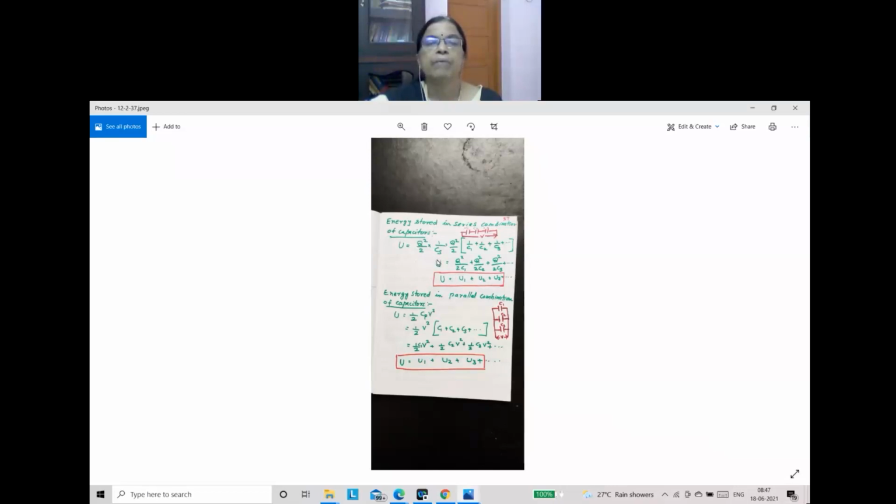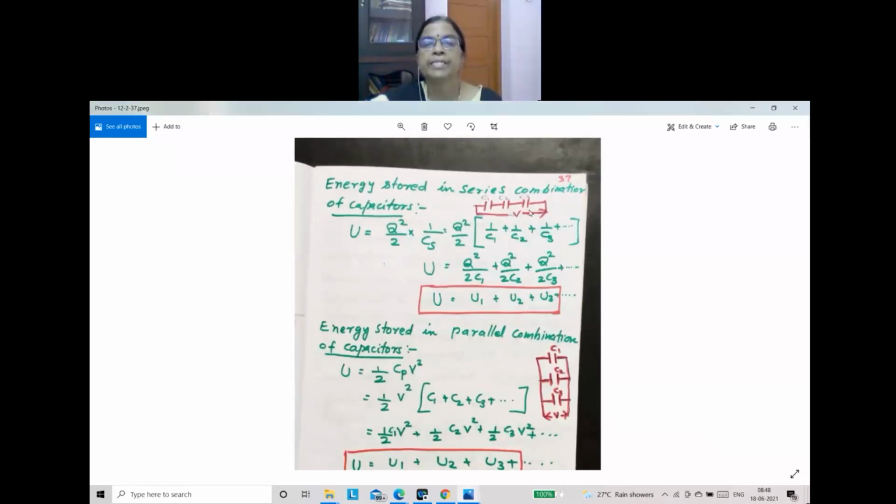energy stored in series combination we are finding. Energy stored in series combination. 3 capacitors are connected, C1, C2, C3, and a battery is connected. The battery has a potential difference V. So, when 3 capacitors are connected in series, what is the total energy? That is the question. Each capacitor will have energy.